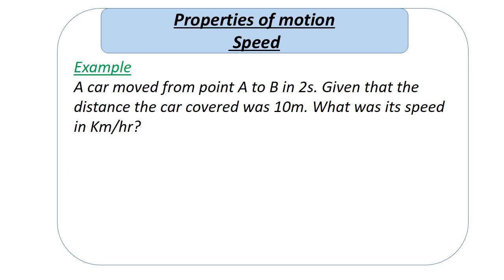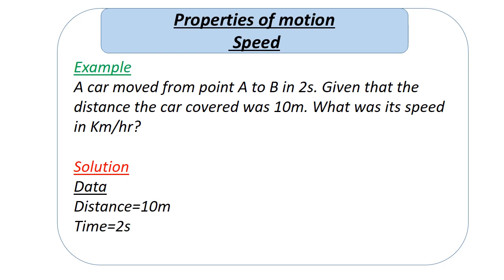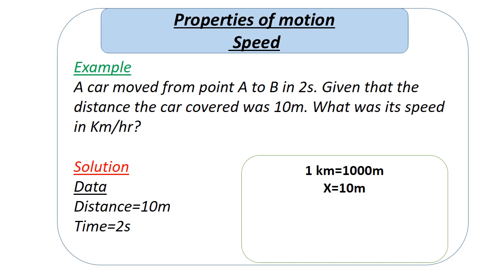So first things first, let's collect the data. Distance is 10 meters and time is 2 seconds, but they want the speed in kilometers per hour, not in meters per second. So this distance has to be converted to kilometers, and this time has to be converted to hours. We'll do that like so. 1 kilometer is equal to 1,000 meters. What about x, which we don't know, the kilometer value of this 10 meters, which we want to convert? So the 10 meters we put on the side with meters, and the x we put on the side of kilometers, since it's the one we're looking for.